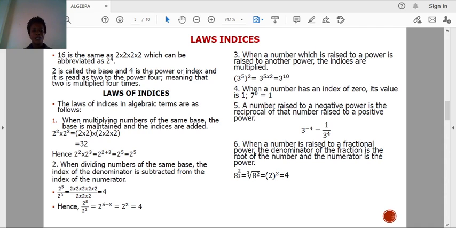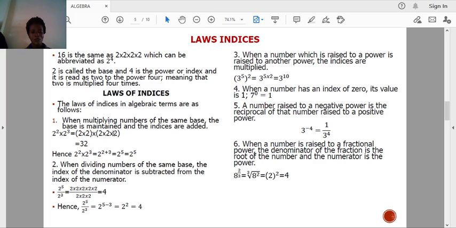So the first law of indices says that when we are multiplying numbers of the same base, we maintain the base and add the indices. For example, if we are multiplying 2 to power 2 times 2 to power 3. So applying the first law, we maintain the base. Our base is 2, and then add the powers. So it is 2 raised to power 2 plus 3. So 2 plus 3 gives us a 5. So 2 power 2 times 2 power 3 gives us 2 power 5. And if we expand this, it gives us 32.